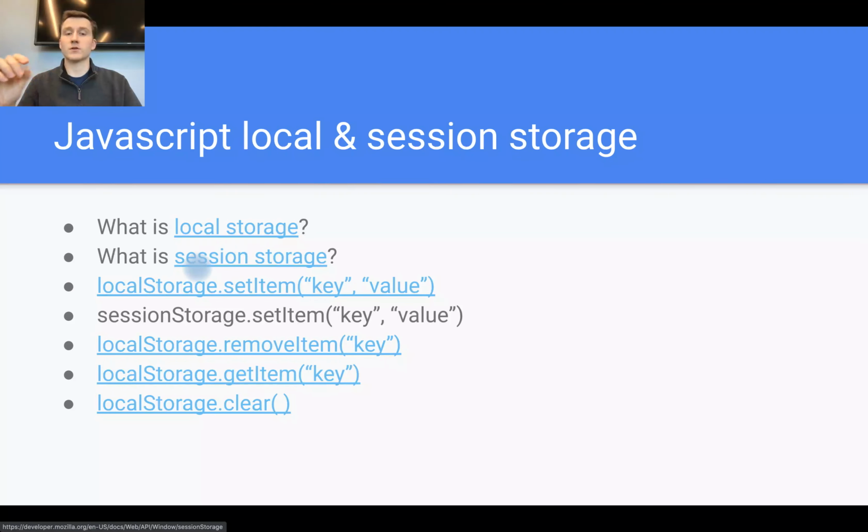And then we have localStorage.removeItem key, which will remove the item by its key, or we can fetch the item by its key using getItem. And then we also have localStorage.clear. localStorage.clear will remove all of the items from local storage. Okay.